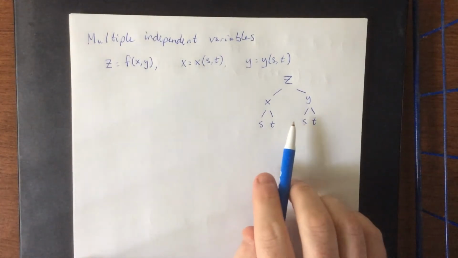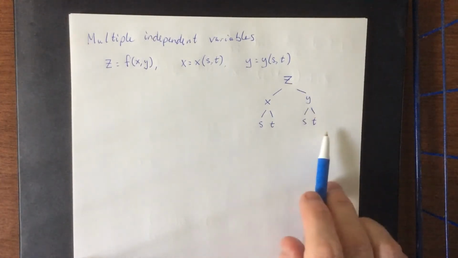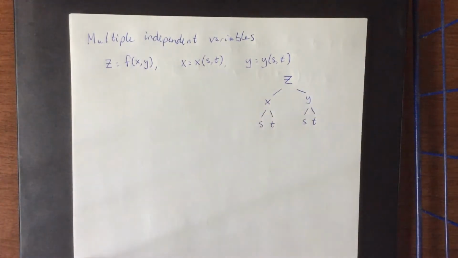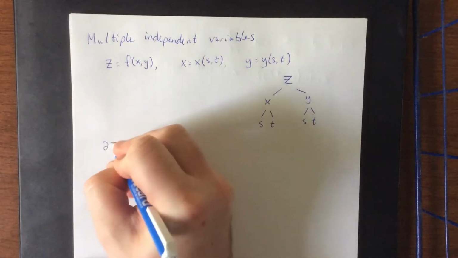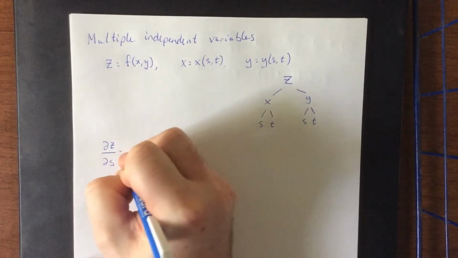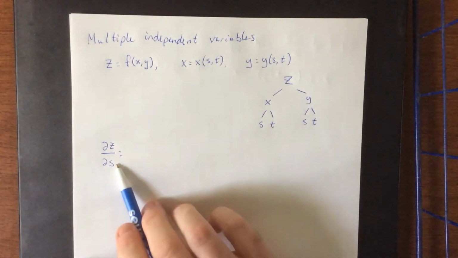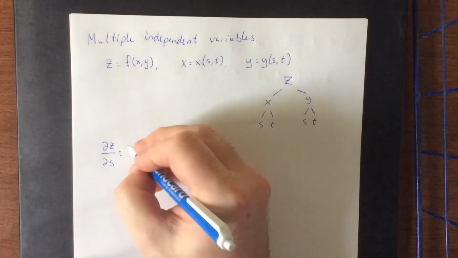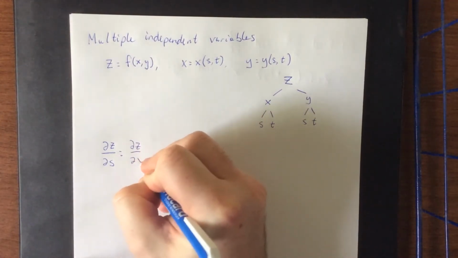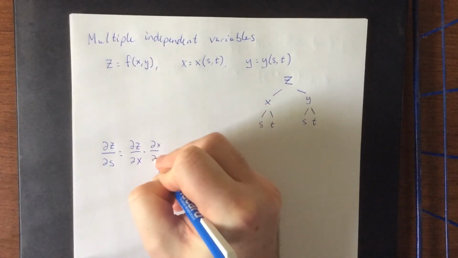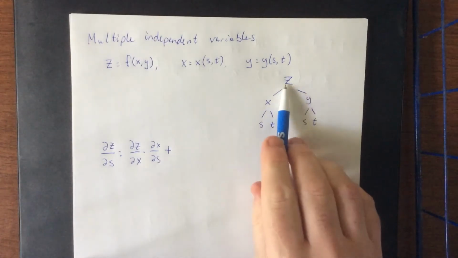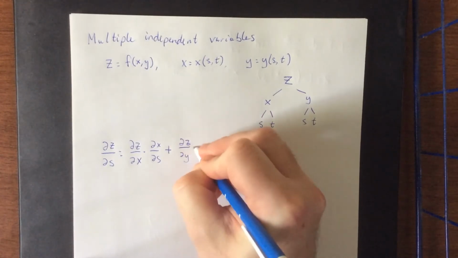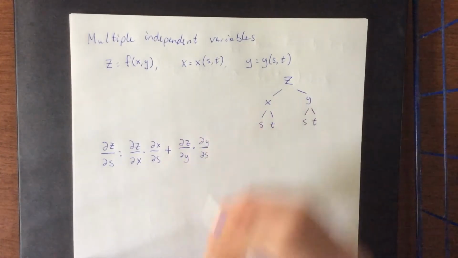So when we consider all of the possible derivatives of z with respect to one of our independent variables, we can now consider the partial derivative of z with respect to s or with respect to t. So with that in mind, these are now partial derivatives rather than ordinary derivatives. So to get from z to s, there are two paths possible. We can either go z to x and x to s, or we can go from z to y and y to s.